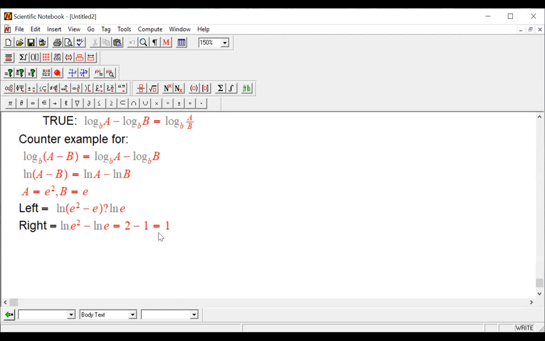Are they equal? Well, let me put it this way. 1 is equal to ln e. So if these two are the same, but e squared minus e is not going to be e. e squared minus e equals what? Get a numerical value. And e squared, this is 4 point something, right? e is 2 point something. So they're not the same, right? So this is another counterexample to say 23 is wrong.